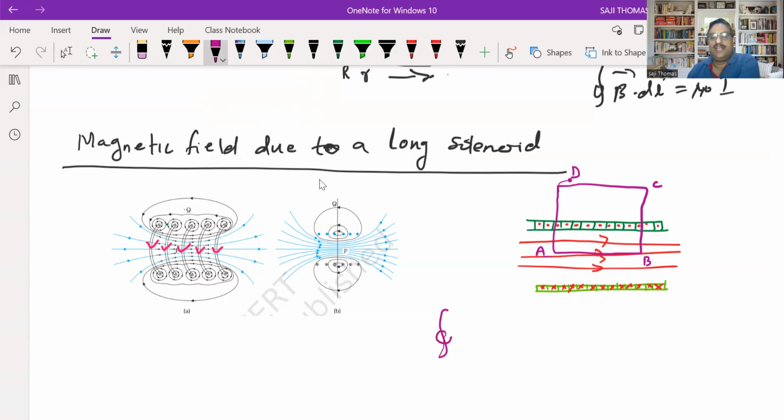Closed integral B dot dl, and I am taking the integral over that rectangular loop. So I am taking it as A, B, C, D, A. This is the rectangular loop, equals mu 0 times I.